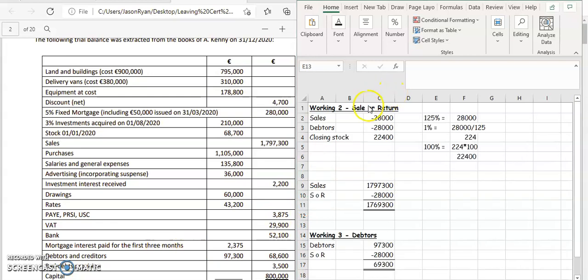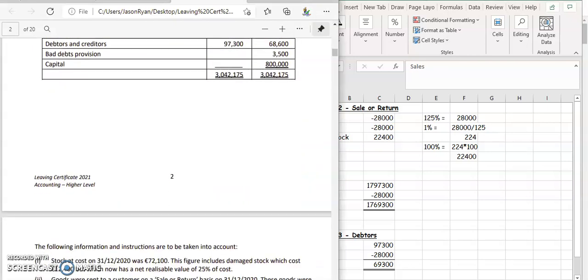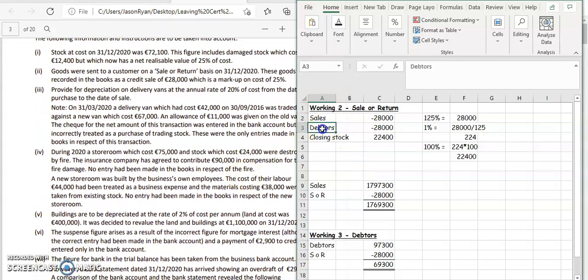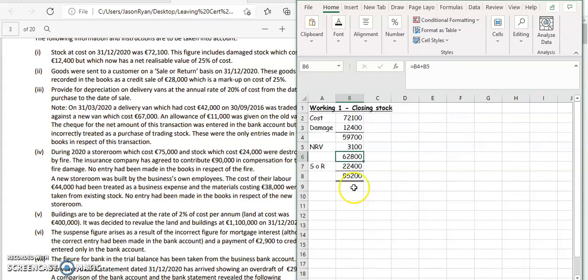So there you have your sale or return. You're going to adjust your sales, your debtors, and your closing stock. Your sales are going to be adjusted by the figure that's in the question, which is 28,000. That is also the same for your debtors. Your closing stock then, you're going to calculate how much is 100%. So 125% is your 28,000, and 100% then is 22,400. So with that figure, that's going to be returned to us, so you need to increase our closing stock by 22,400. And that's part 2 done.